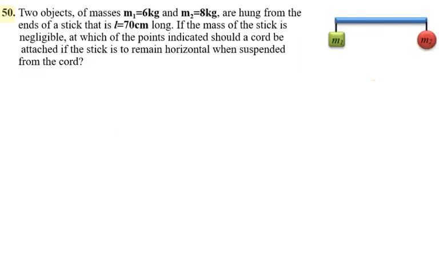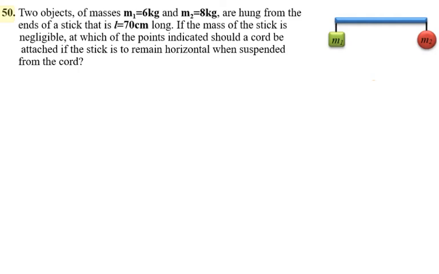This is a much easier question. So you have m1 is given 6 kilograms, m2 is 8 kilograms, and the stick is of negligible mass and has the length of 70 centimeters, and they want to know where you should attach a cord so the masses are balanced, or in other words, where is the center of mass.